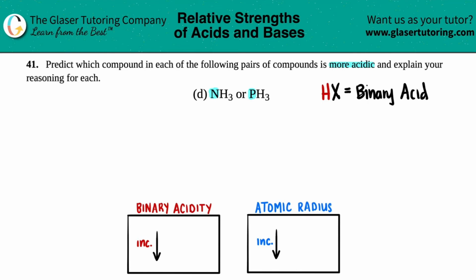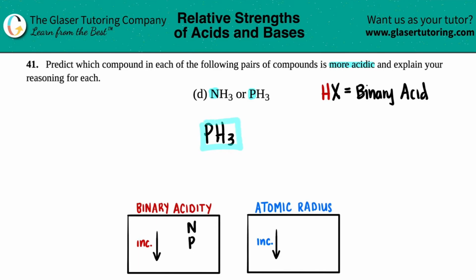So let's just say nitrogen is up top here on the periodic table, phosphorus is in the same group, but just below. So just put them together. As you go down, your acidity increases. So which one is more acidic? The phosphorus or the nitrogen? It's the phosphorus. As you go down, you increase in acidity. So the more acidic one here would be PH3.